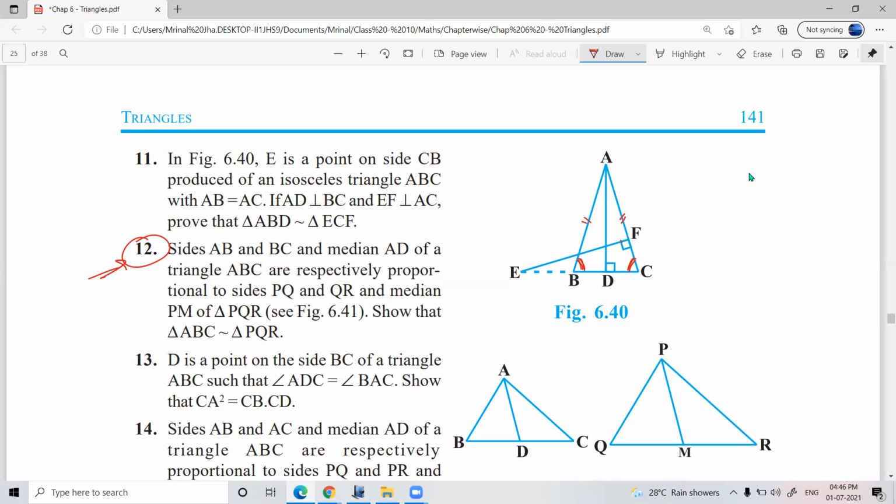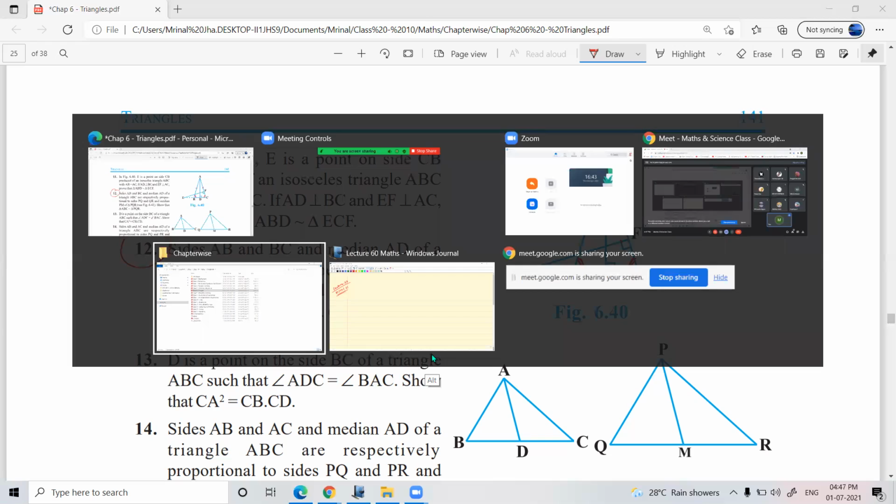All right, so side AB and BC and median AD of a triangle ABC are respectively proportional to the sides PQ and QR and median PM of triangle PQR. Show that triangle ABC is similar to PQR. Okay, who all have completed this sum? I have completed. Okay, let's do this one.